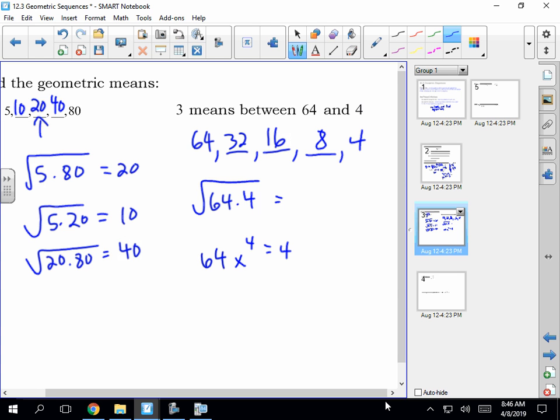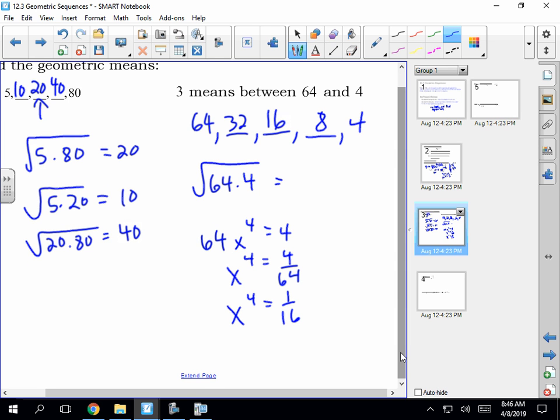Well, go ahead and solve that algebraically. Divide each side by 64. x to the 4th equals 4 over 64, or 1 over 16. So this is going to give me my r here. What do I do to solve for x when I have an x to the 4th? 4th root, right? So the 4th root of 1/16 is 1/2, which is my common ratio. So that's another way to do it, which will work when you only have maybe 2 geometric means between here. I'll show you what I mean.